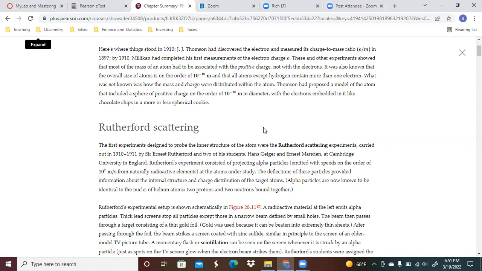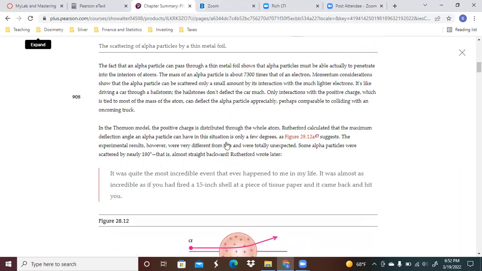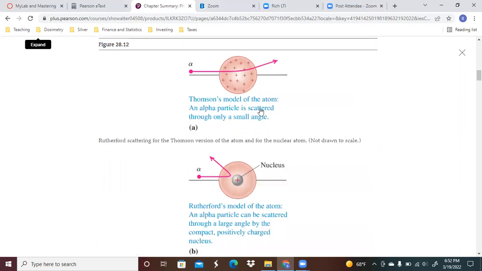So Thomson had proposed a model of the atom that included a sphere of positive charge on the order of 10 to the minus 10 meters in diameter, with the electrons embedded in it like chocolate chips in a more or less spherical cookie. Something like that.